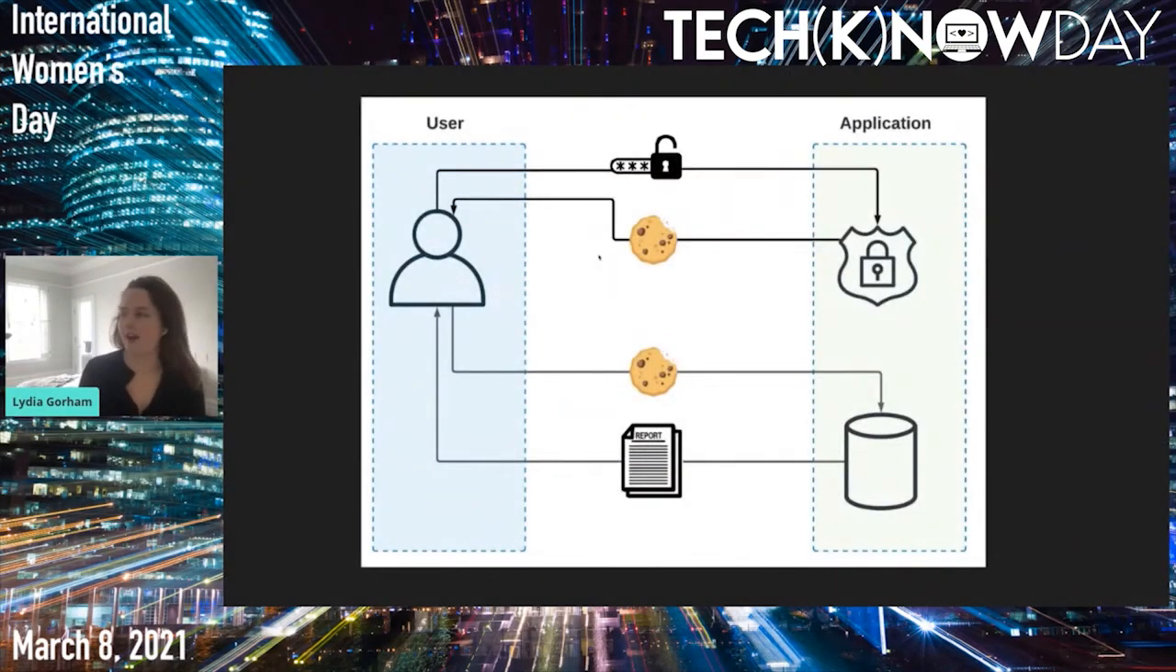So this is just kind of a high level flow. The user sends some form of authentication, gets the cookie back, and then for subsequent requests, sends that back to the application in order to get the data they're looking for.